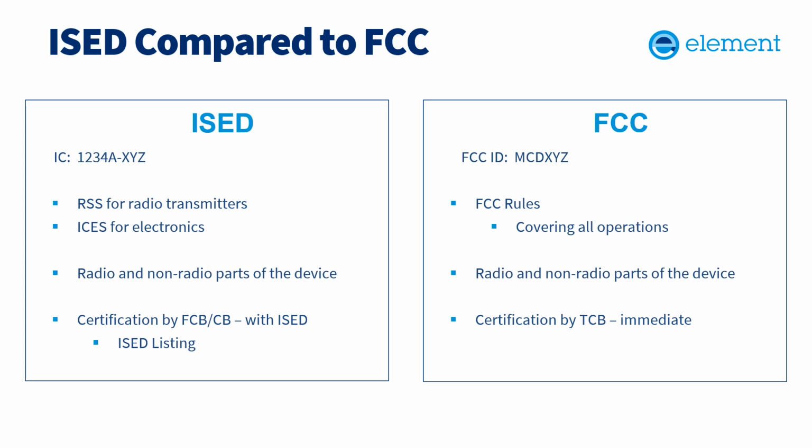and ISED provide the listing of all the certified devices on the Canadian market. For FCC, we talked about the FCC rules, and that's where all the technical details will be found, including frequencies and levels and tests which are required. The FCC rules themselves cover all of the radio and non-radio parts of the device, and as said before, the certification is issued by the TCB immediately, as opposed to having this extra step with ISED where they then double check what the TCB has done.